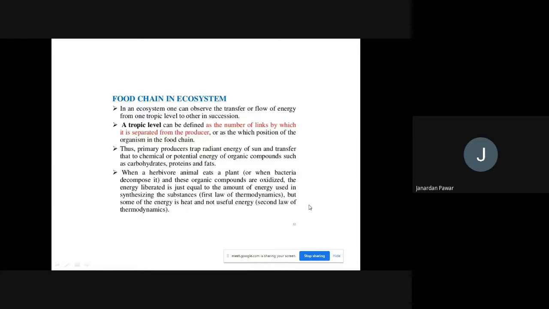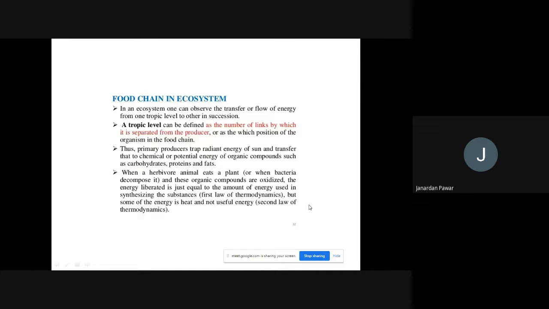Third one: the primary producers trap radiant energy of the sun and transfer that to chemical or potential energy of organic compounds such as carbohydrates, proteins and fats. See what happens. There is a role of primary producers in how the food chain is created and what sort of trophic levels are there and what they do. The first trophic level is called primary producers. What is their role, that we are going to understand.